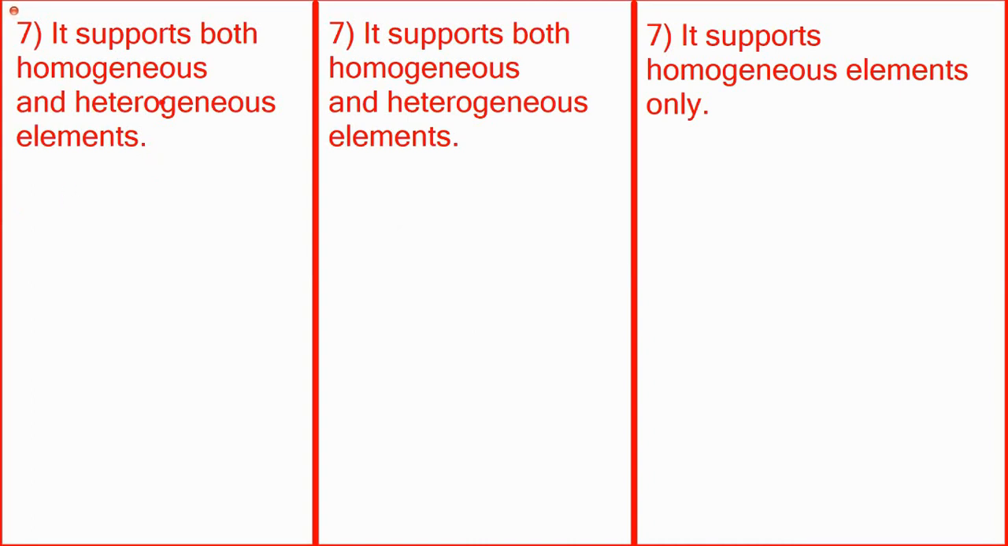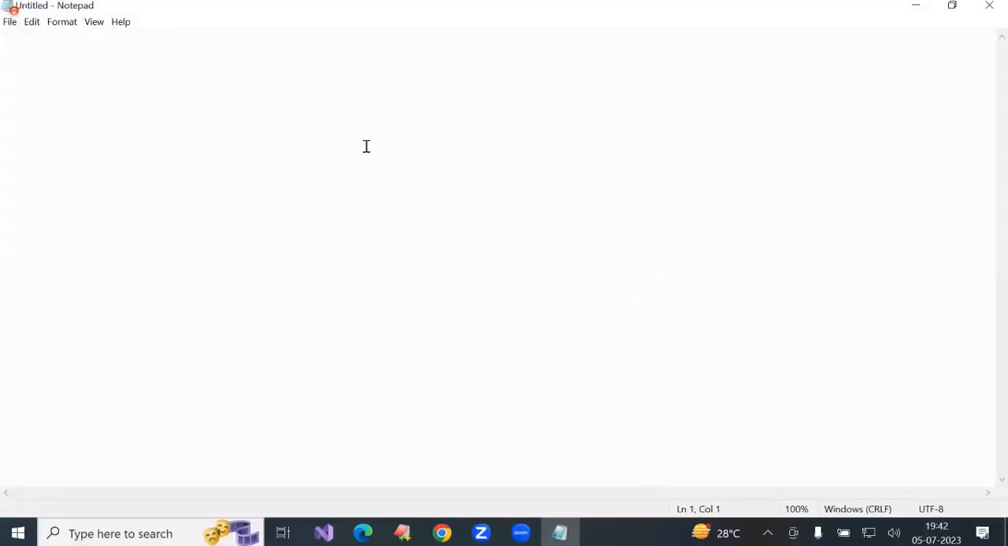On the left side, what is the first one? HashSet. Second one, LinkedHashSet. Third one, TreeSet. TreeSet supports homogeneous only. Okay. Now: homogeneous, heterogeneous, both, and the last one only homogeneous. Next.